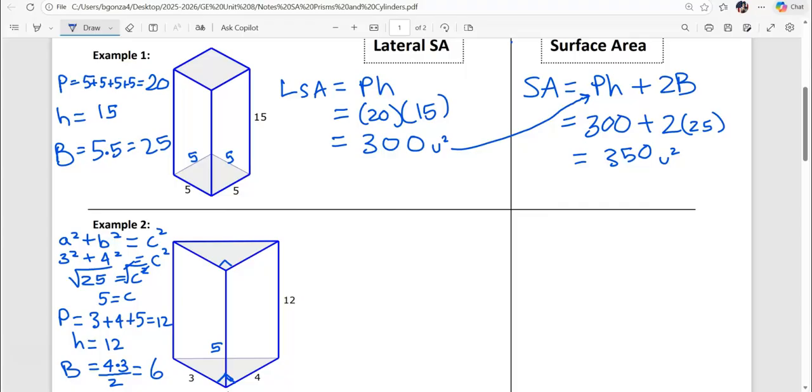Now, we're just going to do it like the one above us. We're going to find the lateral surface area, P times H. P is 12, H is 12. I'll save you some Desmos-ing. 12 times 12 is 144. We'll call it units squared. Okay, so far so good?